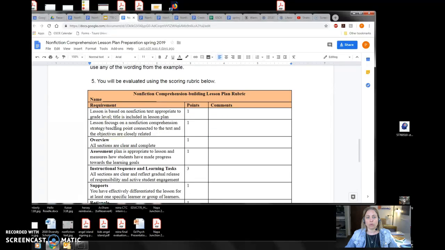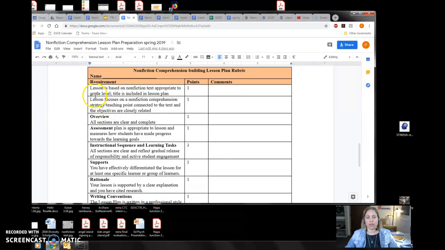And then you have the rubric of how you're going to be evaluated on this lesson plan, making sure that the text is appropriate to the grade level, the title of the text, so whatever text you use, whether it's an article, chapter from a textbook, make sure you include the title in your materials section. Make sure you focus on one specific strategy or teaching point. Don't try to do too much, keep it narrow.